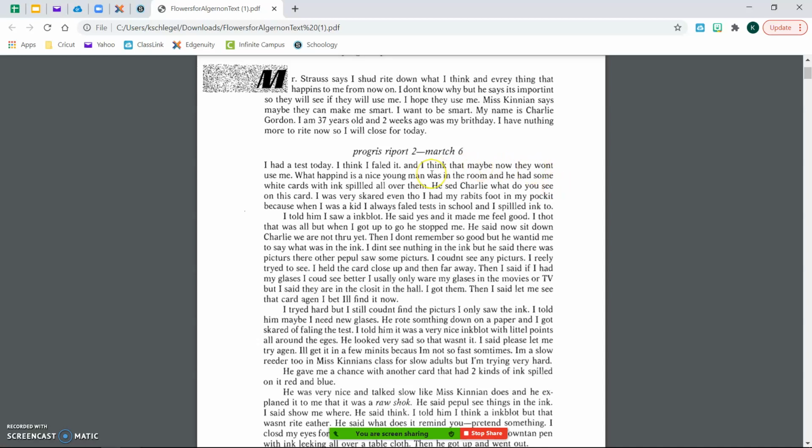So you see here, he's superstitious. He carries a rabbit's foot. His sentence structure, there really isn't any. He has no correct grammar or punctuation.